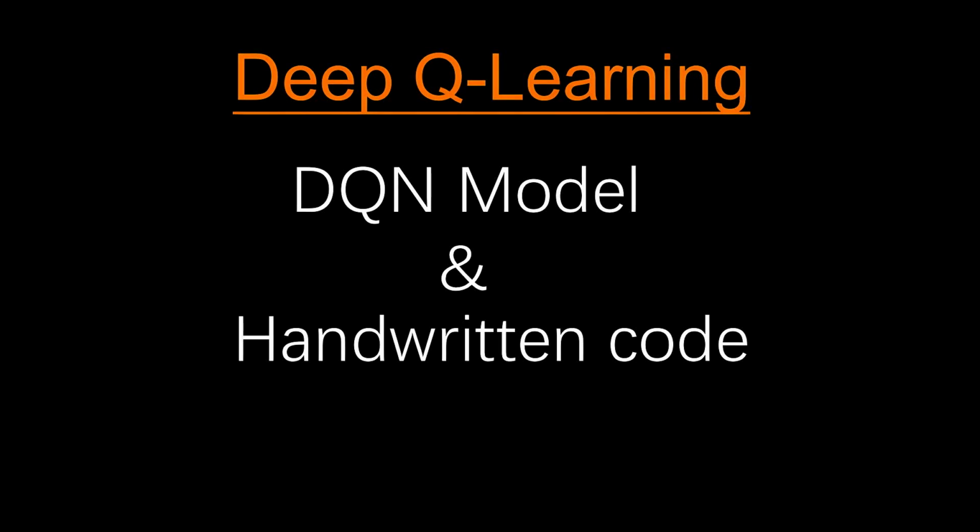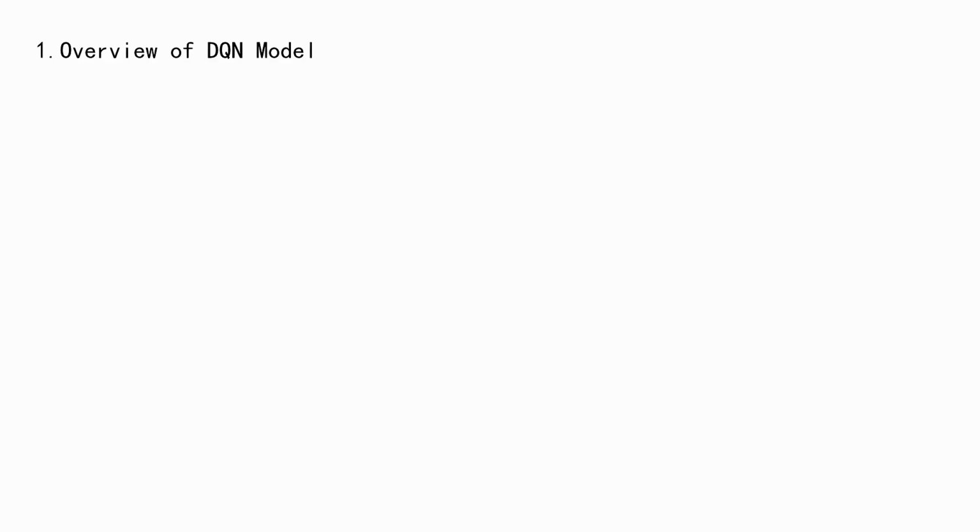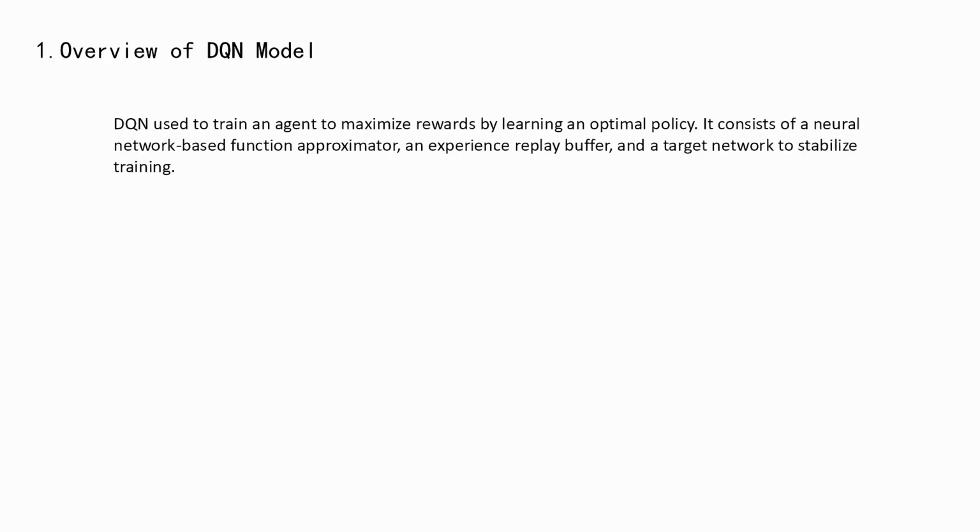This section explains the Deep Q Network (DQN) model and code implementation. Let's first look at the Deep Q Network model overview. DQN is used to train an agent to maximize rewards by learning an optimal policy. It consists of a neural network-based function approximator, an experience replay buffer, and a target network to stabilize training.